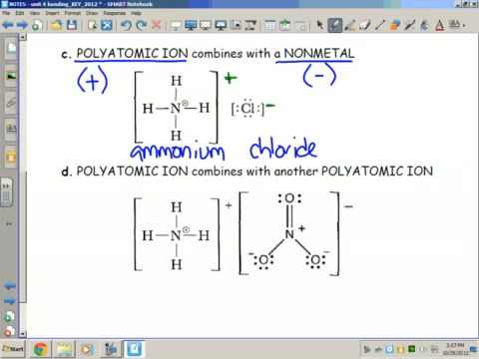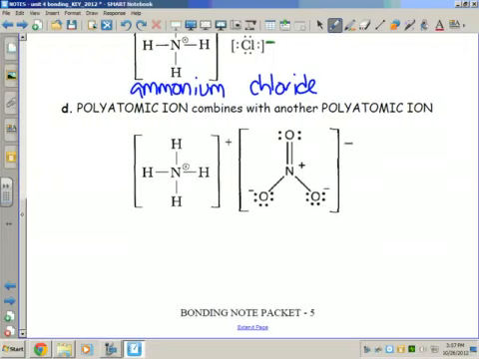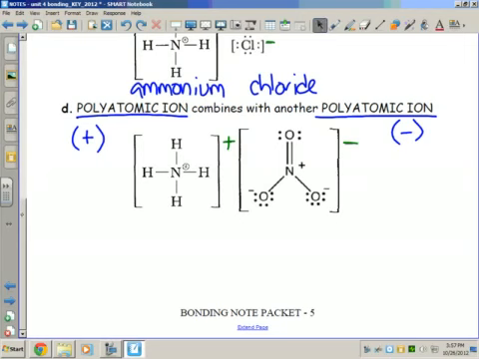Okay, and the final or fourth scenario for creating an ionic bond is when we have a polyatomic ion that's positive bonding with another polyatomic ion that's negative. Again, the same rules apply. Opposites attract. And we have, in this case, ammonium nitrate. And those are the four ways that ionic bonds can occur.